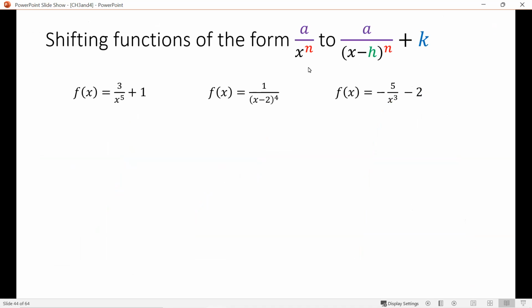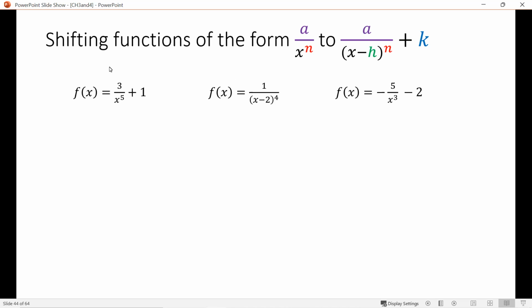Right. So now let's talk about shifting functions of the form a over x to the n. Now here, just remember that your fractions can look different. This could be a times x to the -n. It could also be written like that algebraically. So we have our a already, and now we're going to introduce that h and that k if we want to shift stuff around.